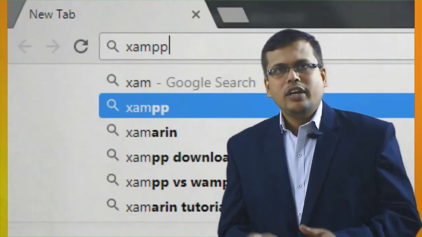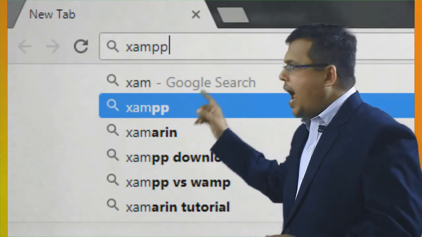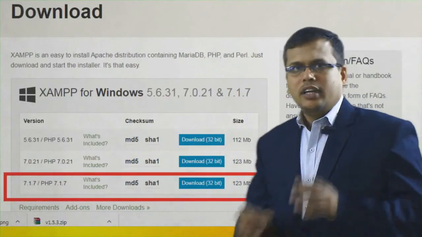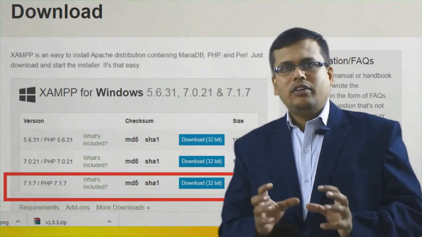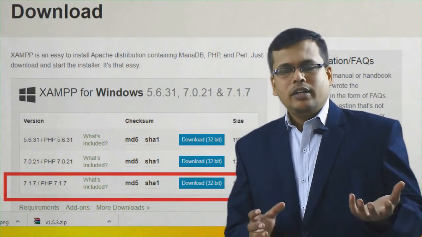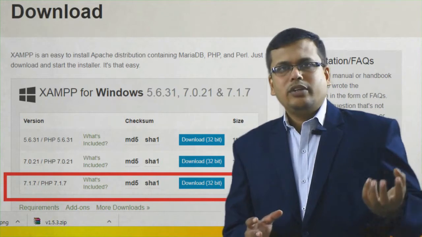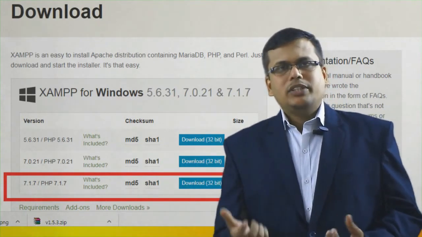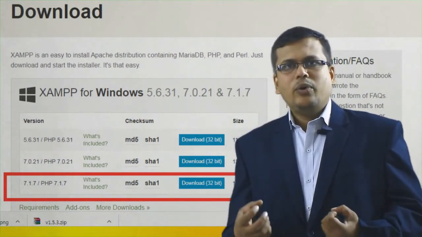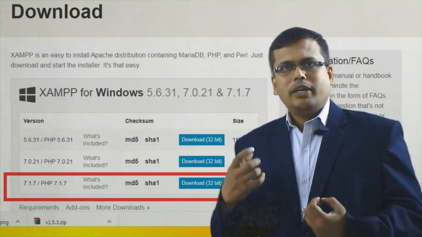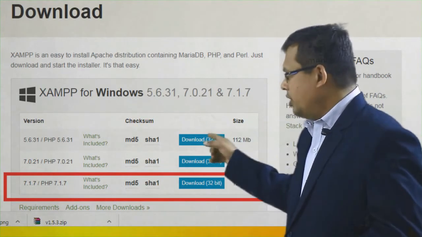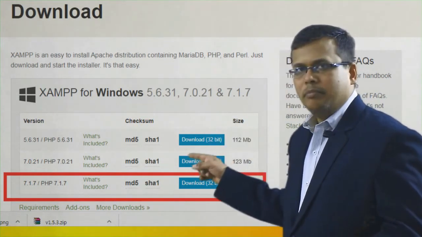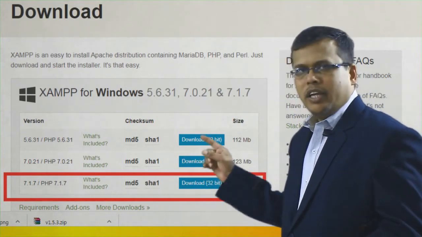After that, install XAMPP. We need a XAMPP server. XAMPP server is also free software. You can search on Google and download the XAMPP. The XAMPP version is different on different operating systems. Like if your operating system is 32-bit, you should download 32-bit compatible XAMPP. If your operating system is 64-bit, you should download 64-bit compatible XAMPP, right? So in this way you will download the XAMPP. Now install it on your system, right?